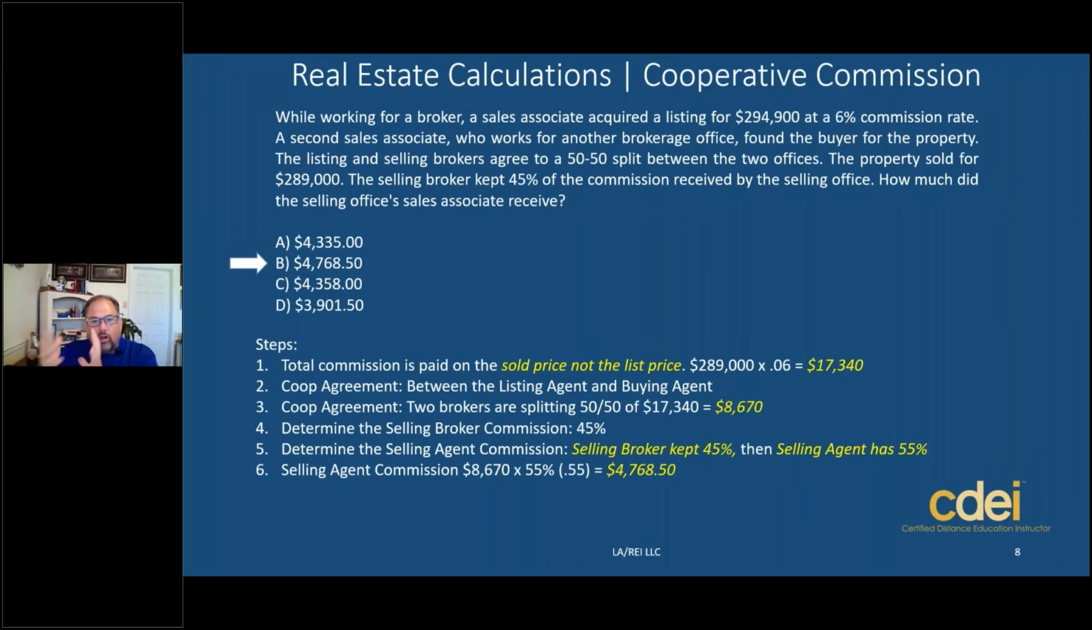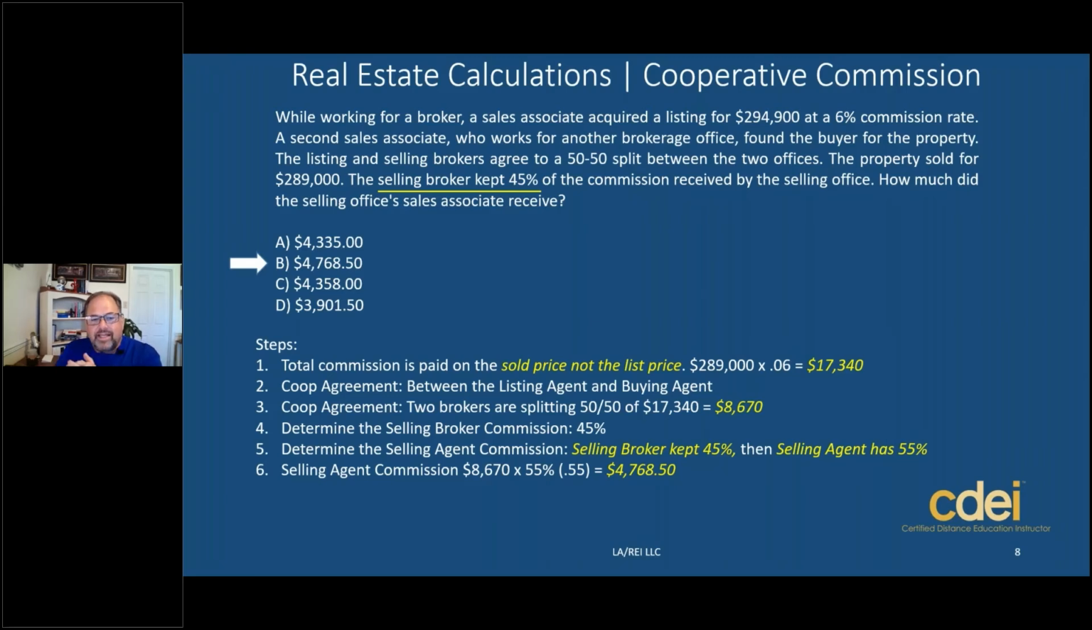So we all know by rule that you're paid a commission based on the sales price, or the property sold, not the list price. But here's the more important one. Now, let's go back to the problem. I'm going to underline in the fourth line, the second to the last sentence there, underlined in gold: the selling broker kept 45% of the commission received by the selling office.